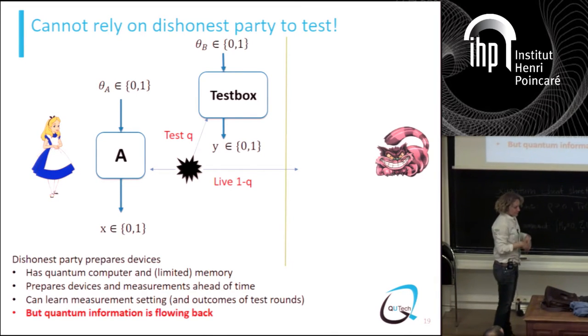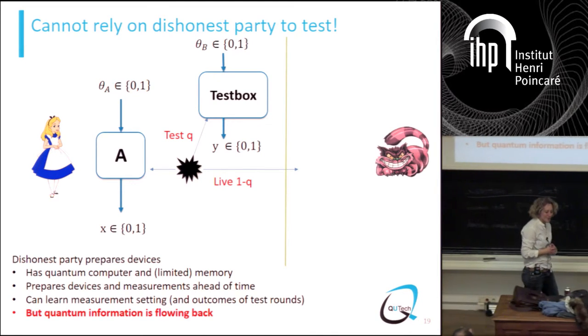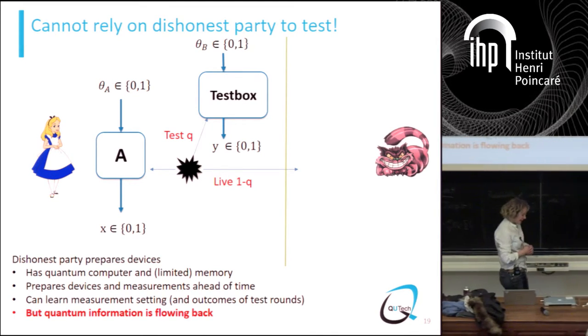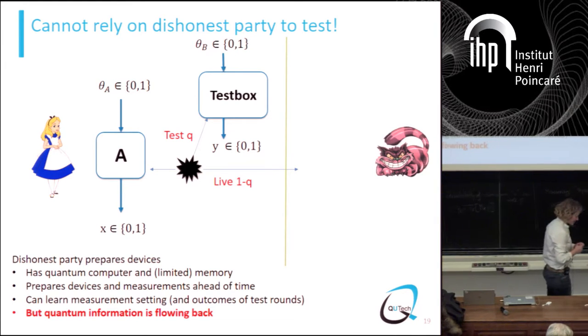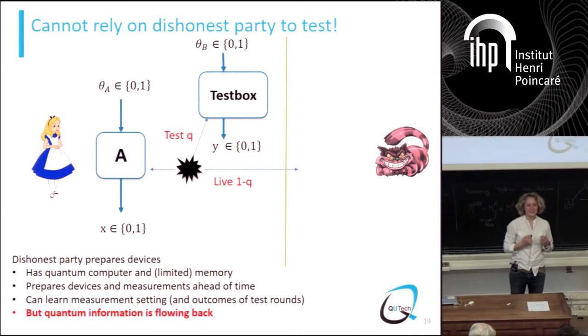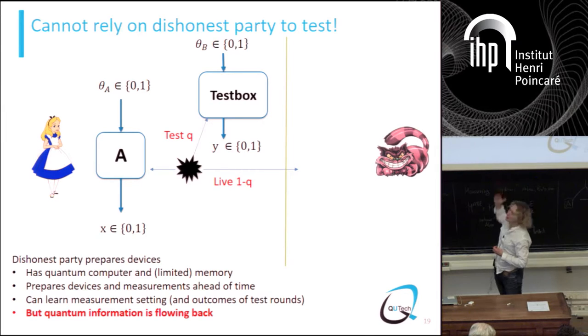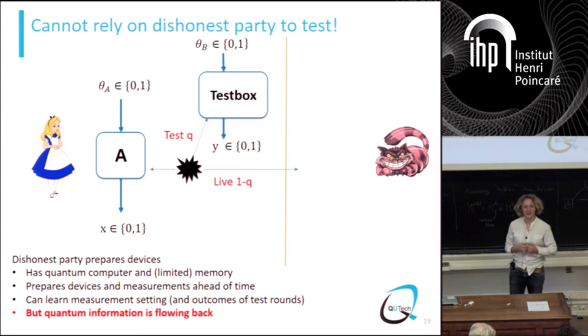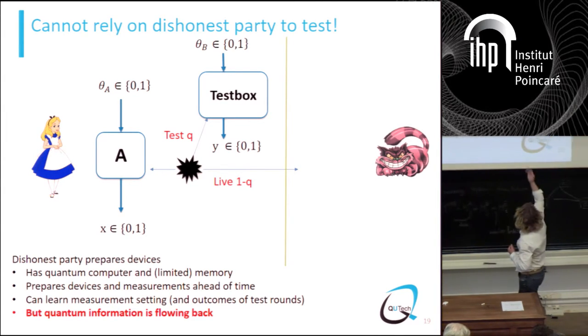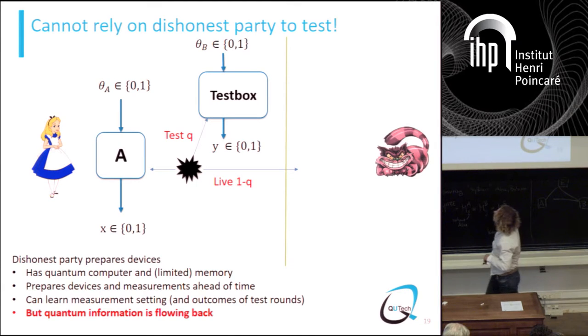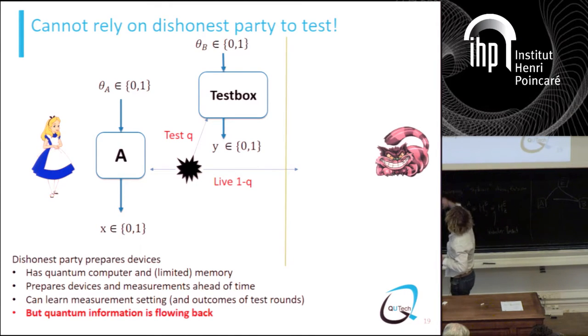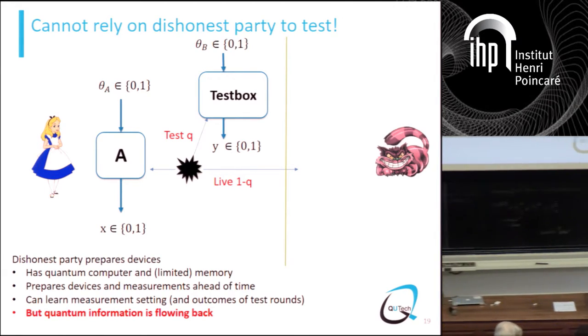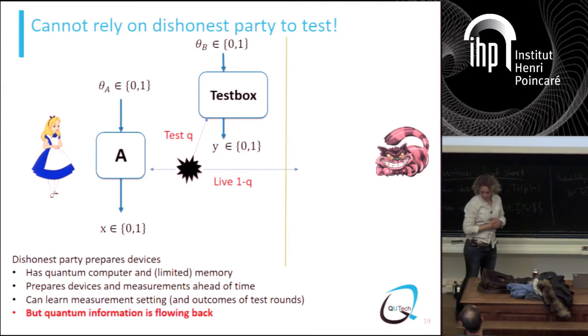So the question is now, who gets to prepare the devices? And just like in the case of quantum key distribution, we will always assume that the dishonest party prepares the devices. So in particular, if Bob in this case is dishonest, he can produce the device of A and also the test box. Again, Bob will be able to learn these measurement outcomes.